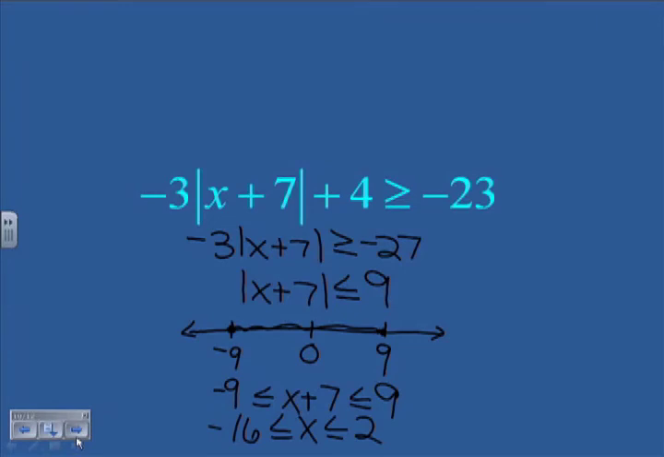And there's infinitely many answers. That's when it's a nice idea to use that interval notation. So x is an element of negative 16 up to 2, closed on both ends. Okay?